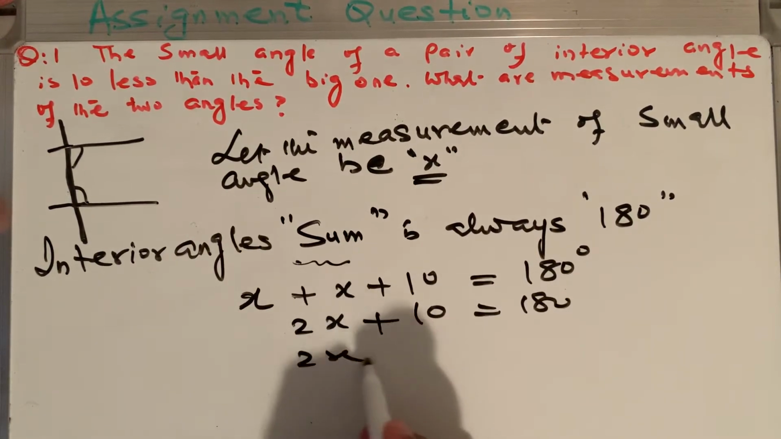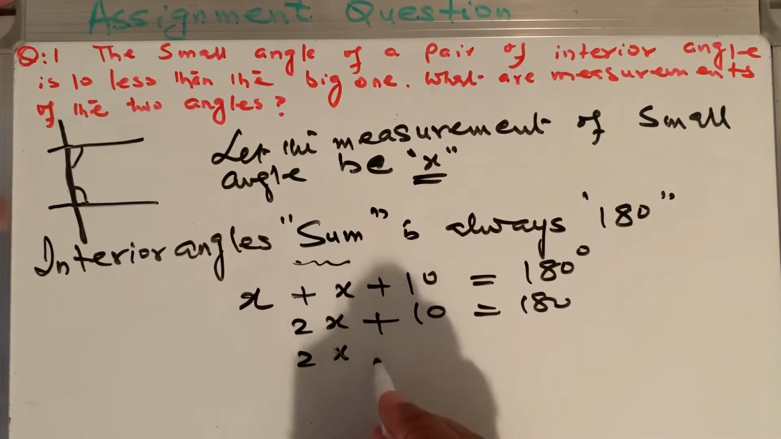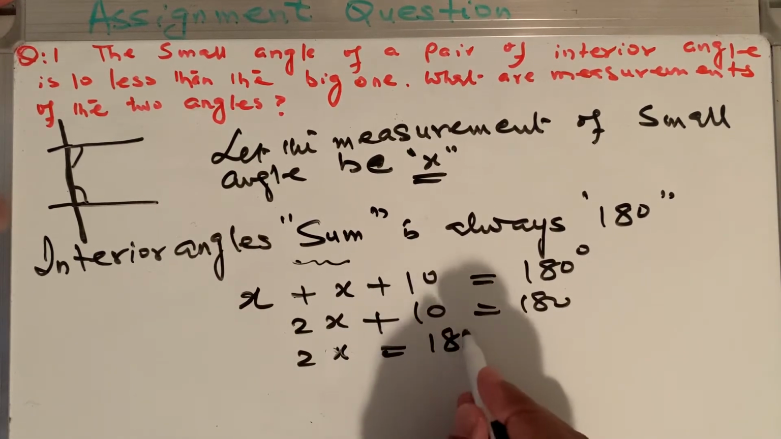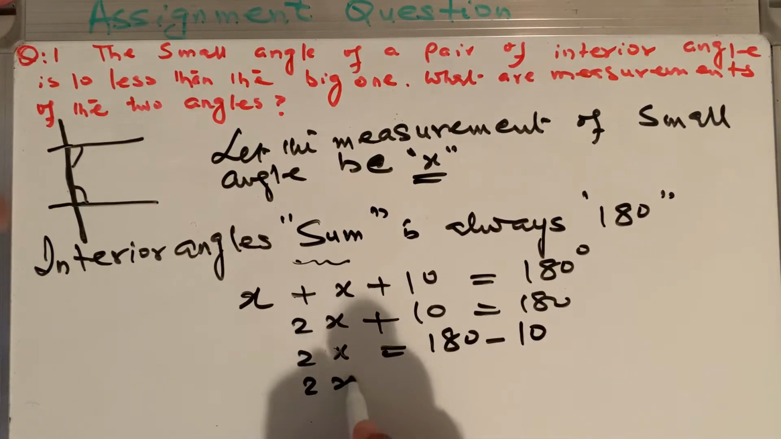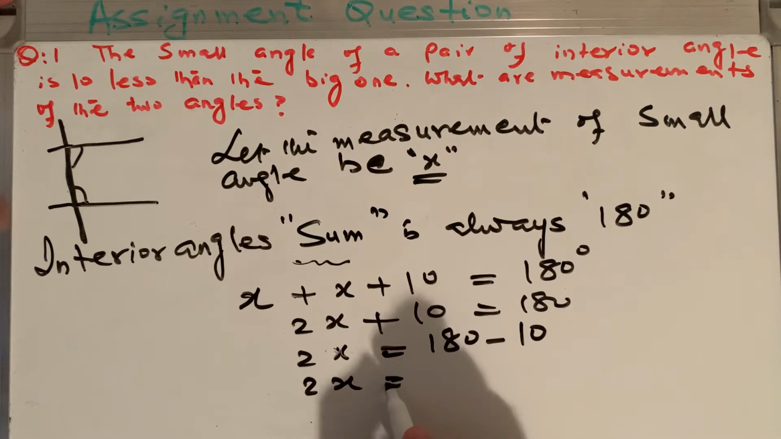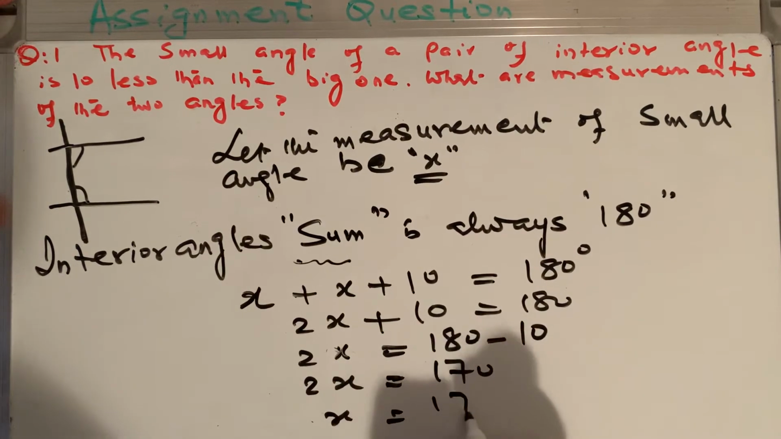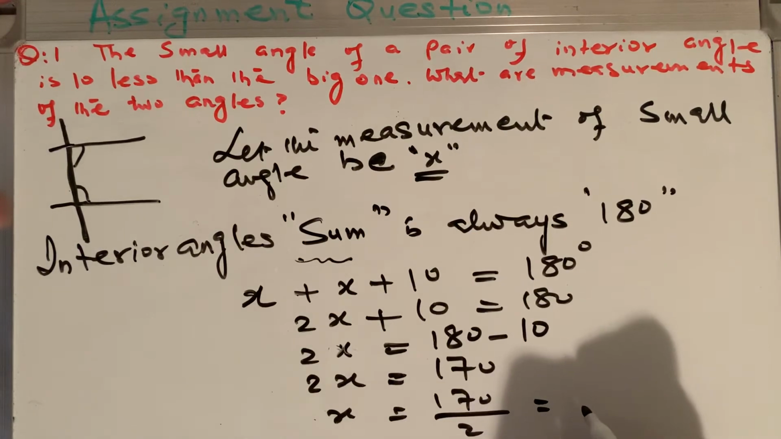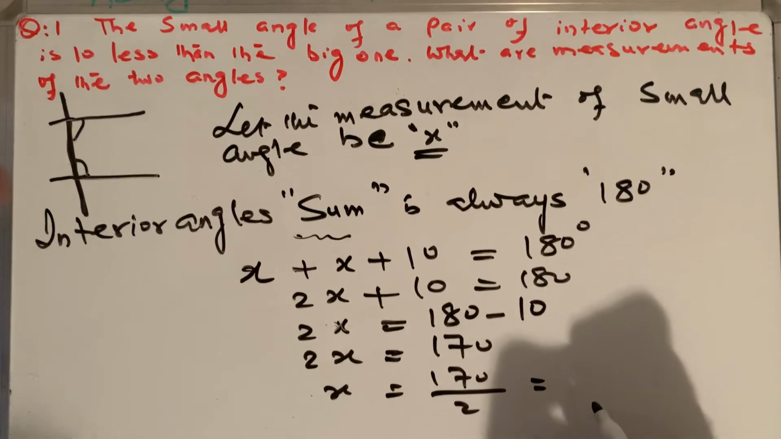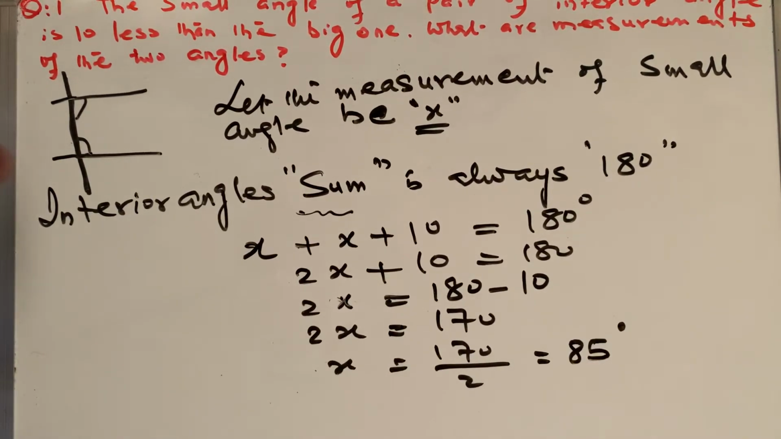So 2X is equal to, you shift this 10 to the other side of the equation, which changes sign from plus to minus. So 2X is equal to 180 minus 10, which gives you 170. And 2 is being multiplied with X, so it goes to the other side and sits in the division. That will give you X is equal to 85, right? So one of the angles, the smaller angle, is 85.